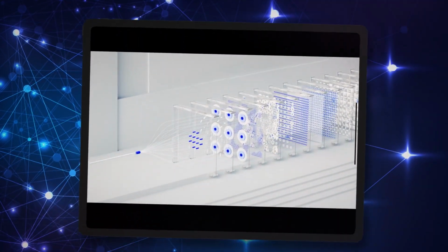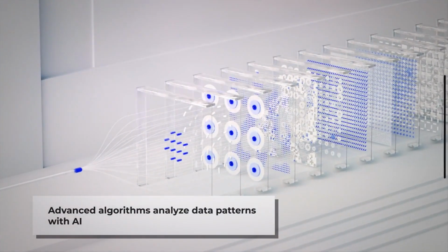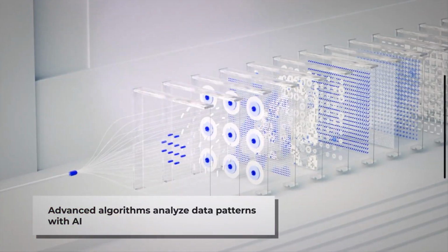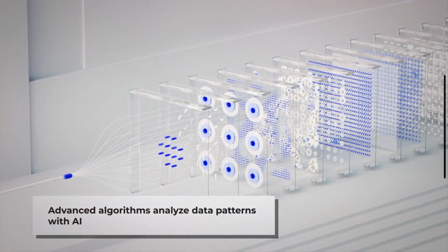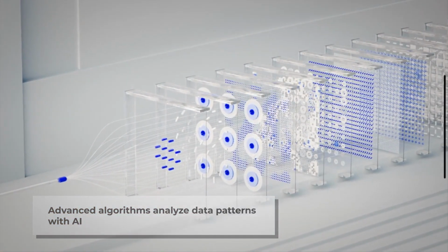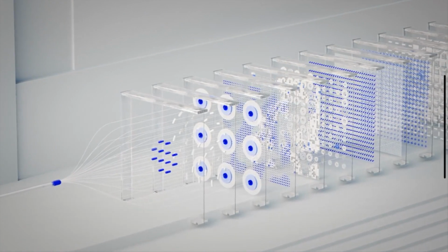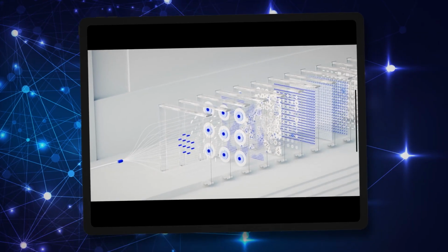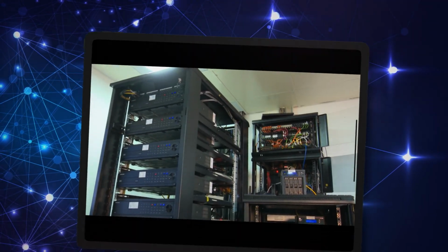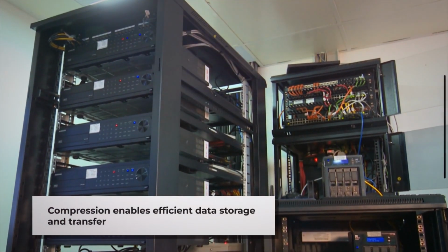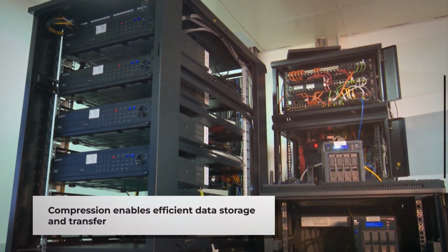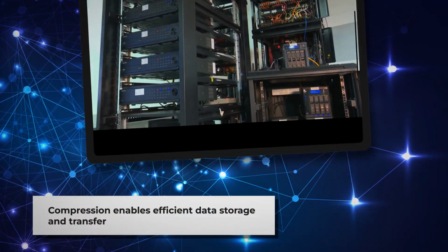As data volumes continue to grow exponentially, compression algorithms keep evolving. Researchers develop increasingly sophisticated methods that analyze content semantically, predict patterns using machine learning, and adapt to specific types of data. These advances ensure that as our digital world expands, we can continue to store, transmit, and access information efficiently.